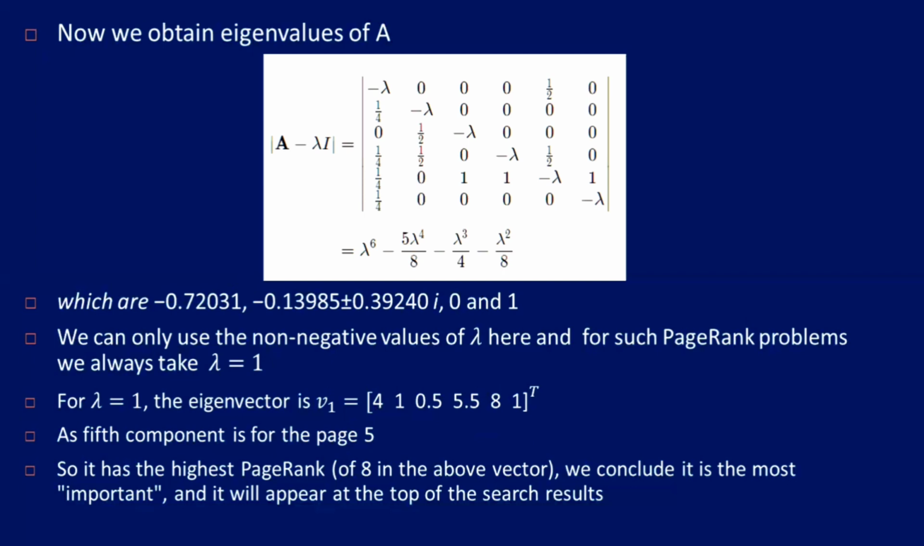We conclude which element of that vector has the highest value. You see the number of rows is equal to the number of pages. Here 8 is the fifth value, so page 5 has the higher rank, and the other values are shown on the top of our list.